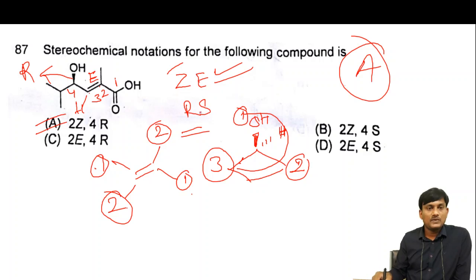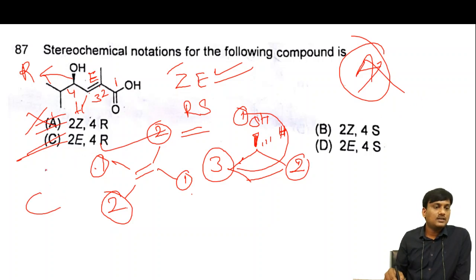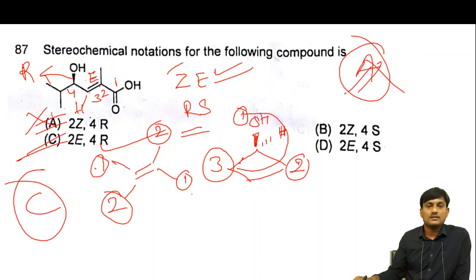Sorry, at the second position E. Okay, sorry, not A. At the second position, what is the configuration? E configuration. At the fourth position, what is the configuration? R. So this one is the correct option. So C is the correct option. 2E, 4R, C is the correct option. This one is not the correct option.